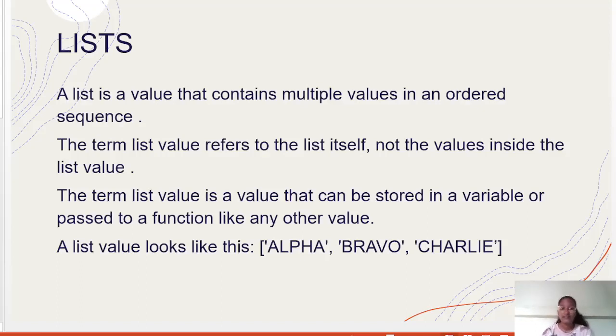What is a list? A list is a value that contains multiple values in an ordered sequence. The term list value refers to the list itself and not the values inside the list value. A list value can be stored in a variable or passed to a function like any other value. Let's consider a list consisting of three values: Alpha, Bravo, and Charlie. Here, Alpha, Bravo, and Charlie are the values of the list, and all of them together is a list. A list is always enclosed in square brackets, and the values are in between single quotes.